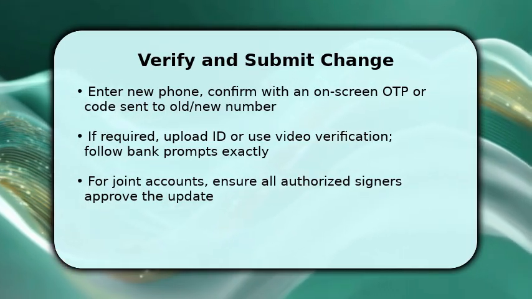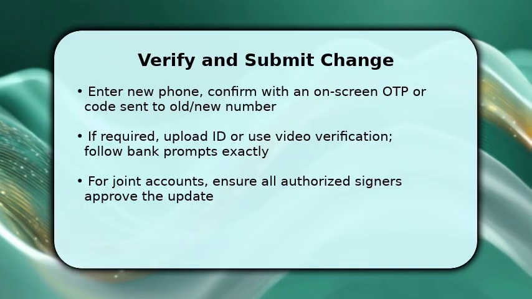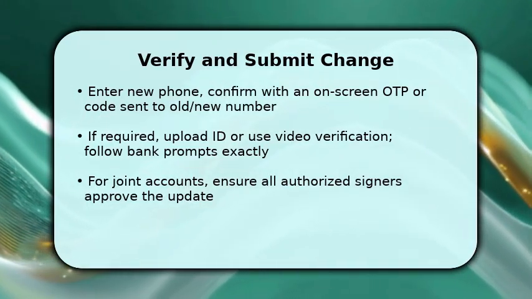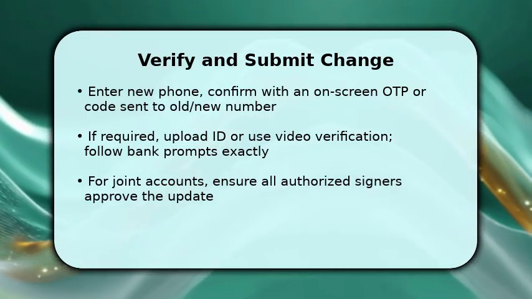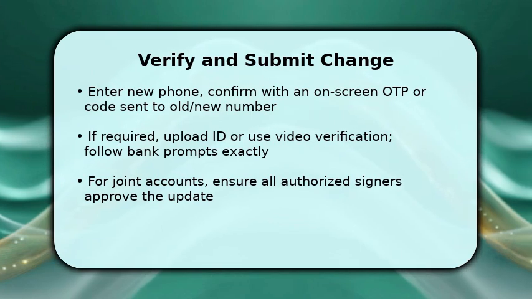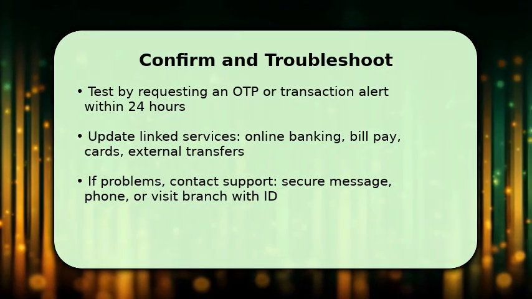For joint accounts, pause and get authorization from the other signer. The bank may require their consent. After verification, review the changes and submit. After submission, confirm the update by requesting an OTP or triggering an alert to the new number. This proves the change worked.